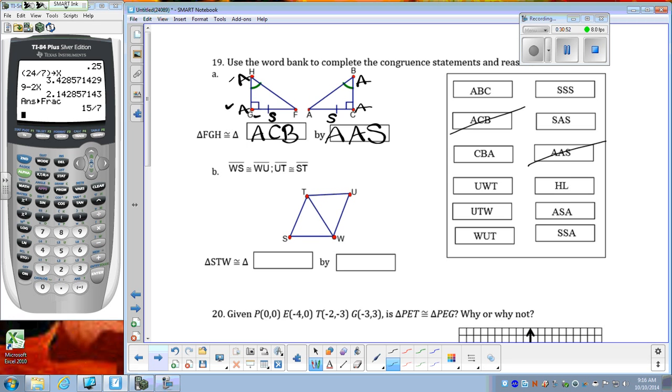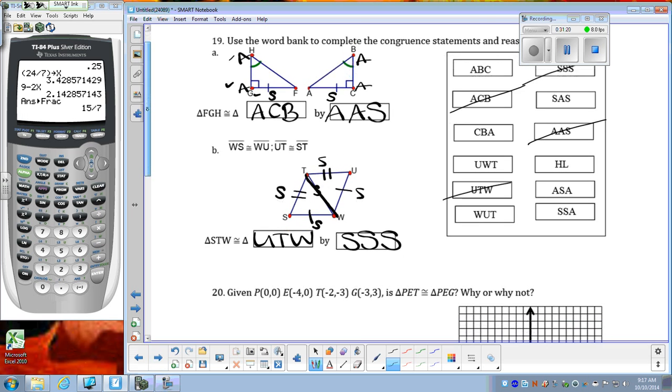And then for B, I know WS is congruent to WU. Side UT is congruent to ST. And both triangles use WT, so this is another side. So my two triangles are congruent by side, side, side. And I know that STW, I went from two marks to no marks, so that's congruent to UTW.